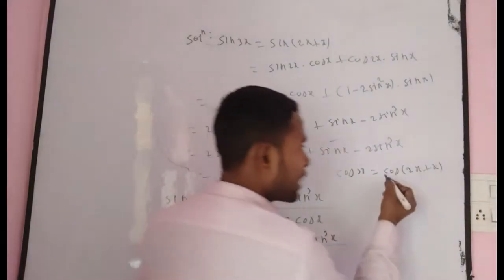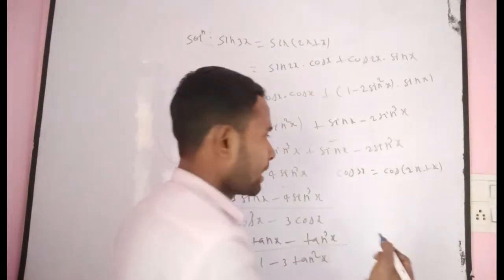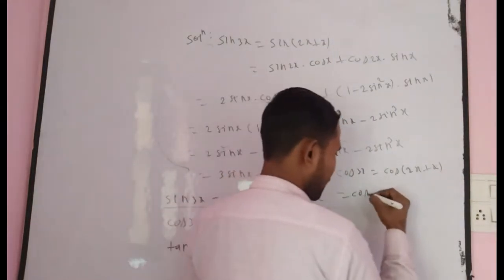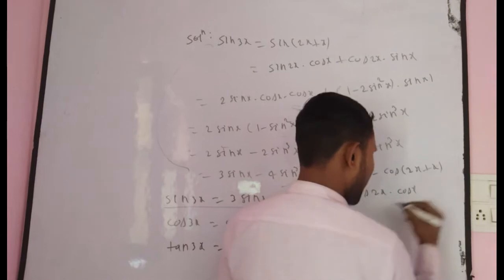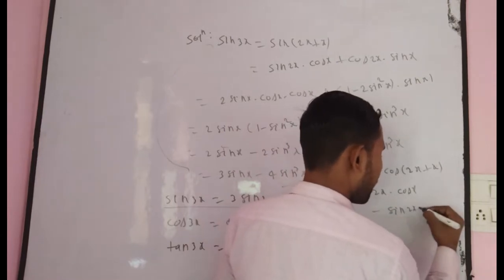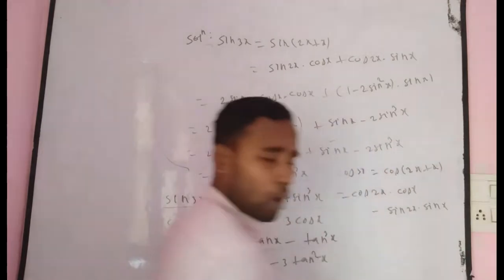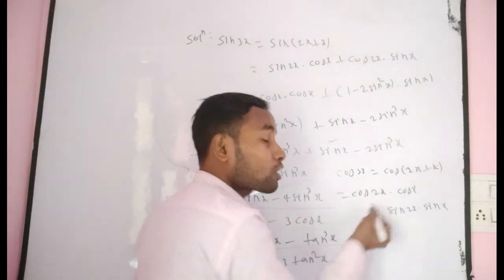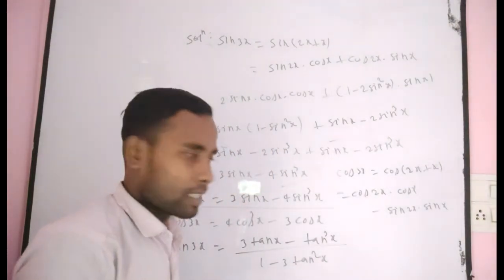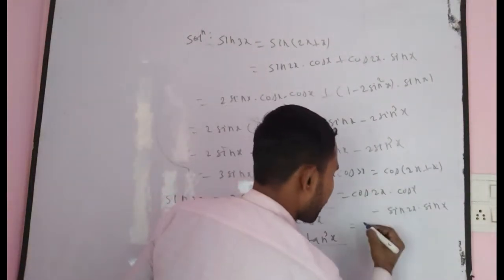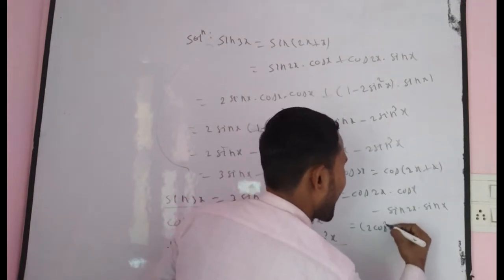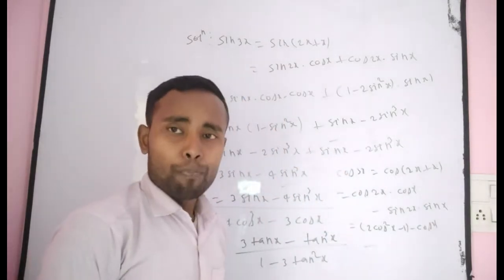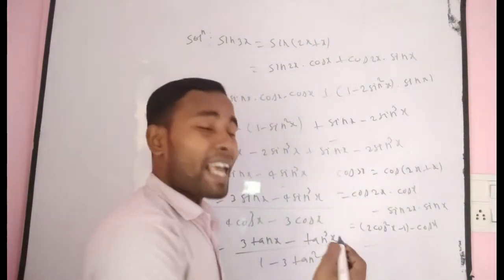Now, here you get cos (2x plus x). Cos (a plus b) is equal to what? Cos a into cos b minus sin a into sin b. I think you know about this formula. Now, here cos a into cos b, simply you have to write cos 2x in terms of cos x. Now, simply can you write 2 cos square x minus 1 into cos x minus sin 2x, which is 2 sin x into cos x, into sin x.